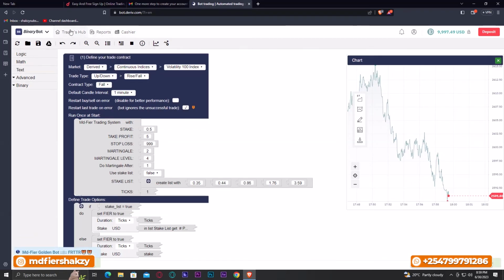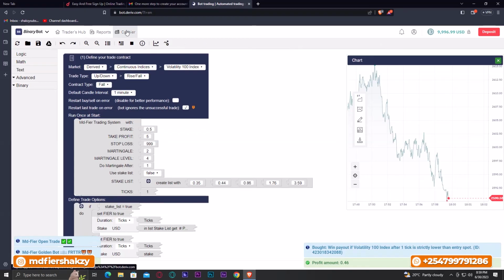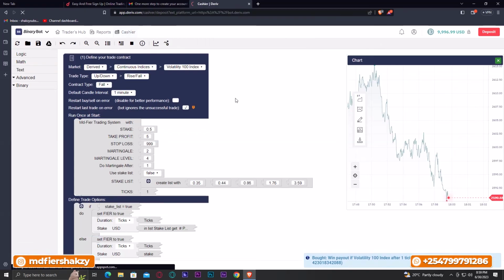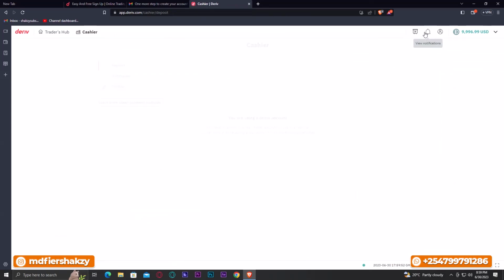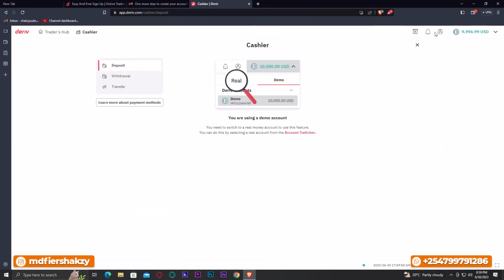So how to verify your account: you come up here to cashier. You see we have a notification on the right here, install the Deriv Trader web app. Once you've created the account, it will come to a time when the notifications will tell you to verify your account. You'll see it here. I'll just wait for this, then we'll get to verify it together.